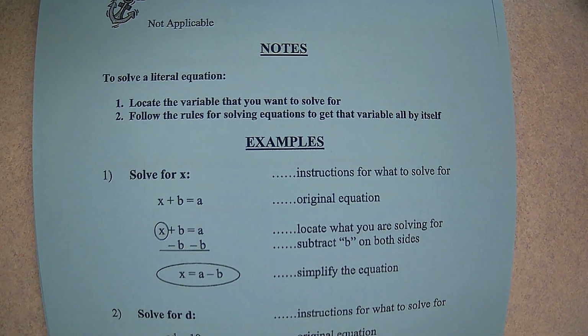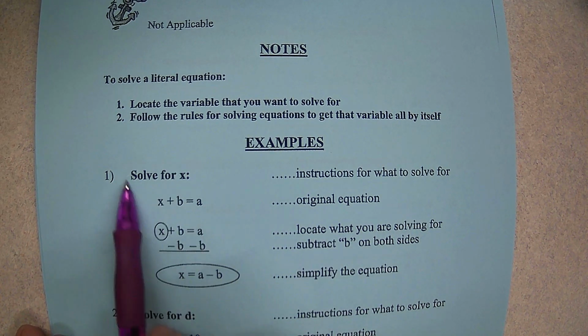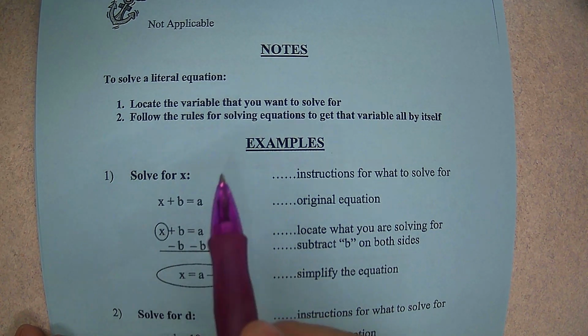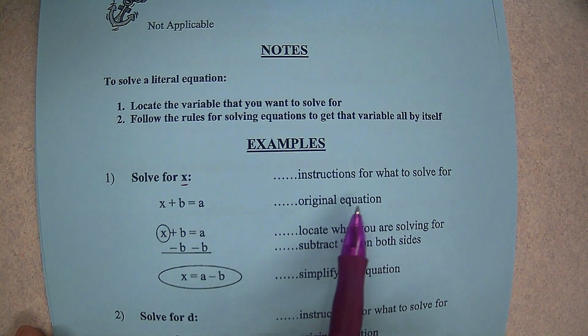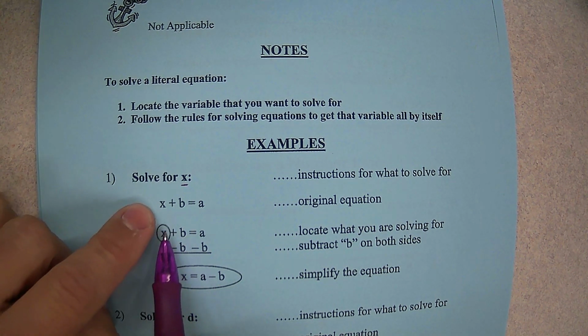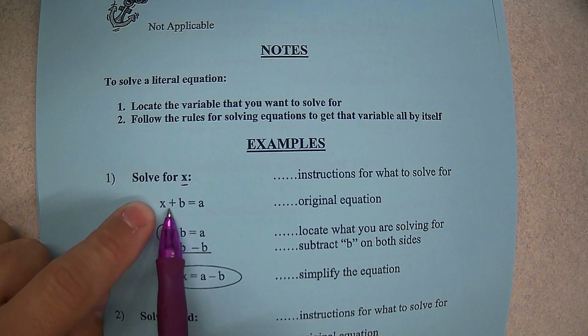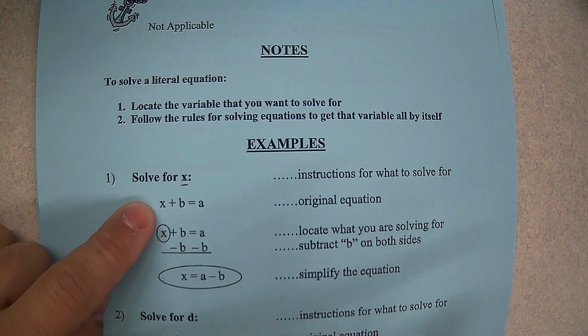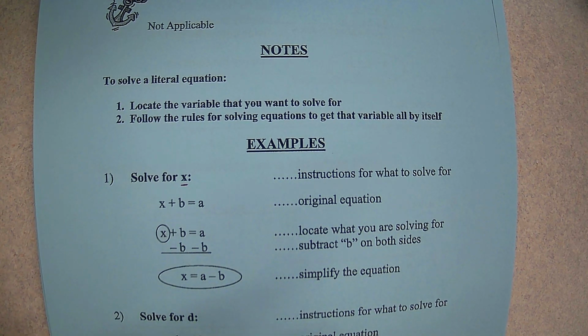It says solve for x. You're always going to be told what you're solving for. In this case, it is x. So we go into our original equation and we look, where is the x? It's right here. So I want to get that x all by itself. But notice that there's a plus b and it's equal to a. There's no numbers in this. We're essentially setting up a formula for how we solve for x if we know everything else.